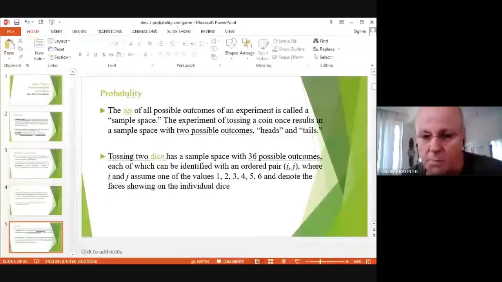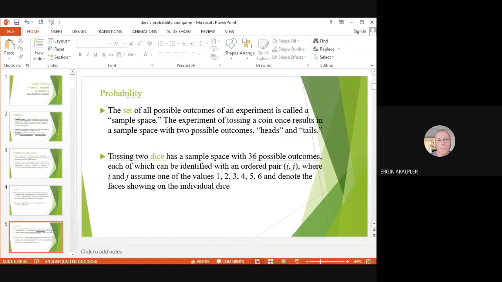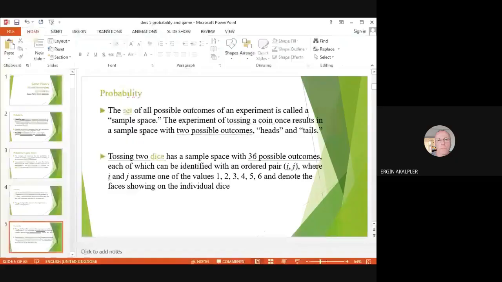The set of all possible outcomes of an experiment is called a sample space, and the experiment of tossing a coin results in a sample space with two possible outcomes, either head or tail, when you toss this coin and you are expecting to get either head or tail.